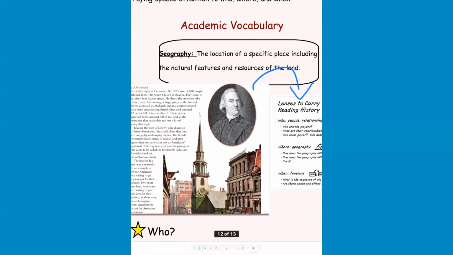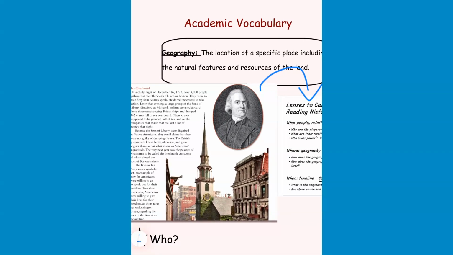On a chilly night of December 16 of 1773, over 8,000 people gather at Old South Church in Boston. They came to hear fiery Sam Adams speak. He dared the crowd to take action. Later that evening, a large group of the Sons of Liberty, disguised as Mohawk Indians, storm aboard those 3 unsuspecting British ships and dump 342 crates full of tea overboard. These crates happened to be jammed full of tea, and so the companies that made the tea lost a lot of money that night.